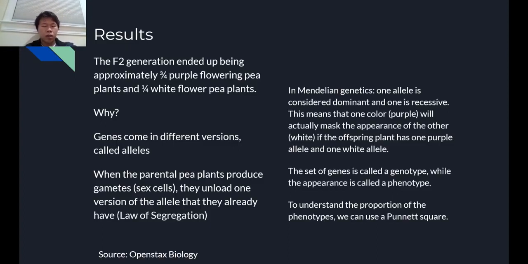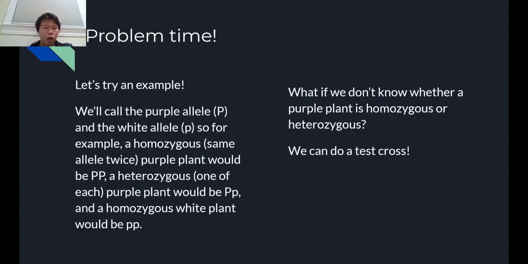So for the set of genes, in this case, we can call uppercase P the purple gene, and lowercase p the white gene. That's the genotype. So what are the alleles that they have? And then the appearance, whether the flowers are purple or white, that's what we call the phenotype. This is where our Punnett square comes in handy to understand why we have a 3-to-1 ratio.